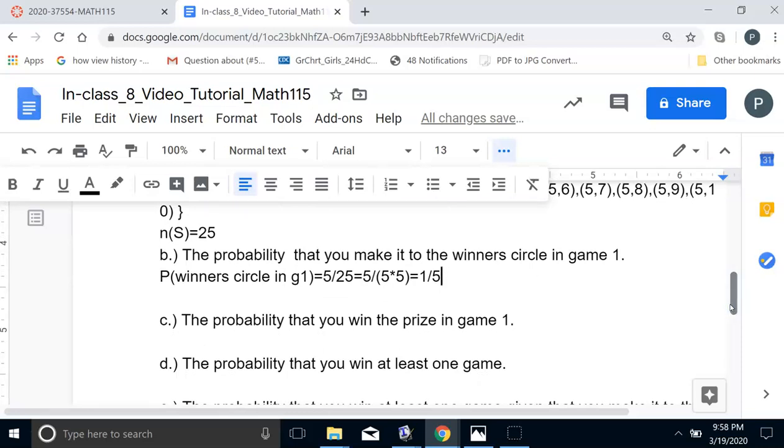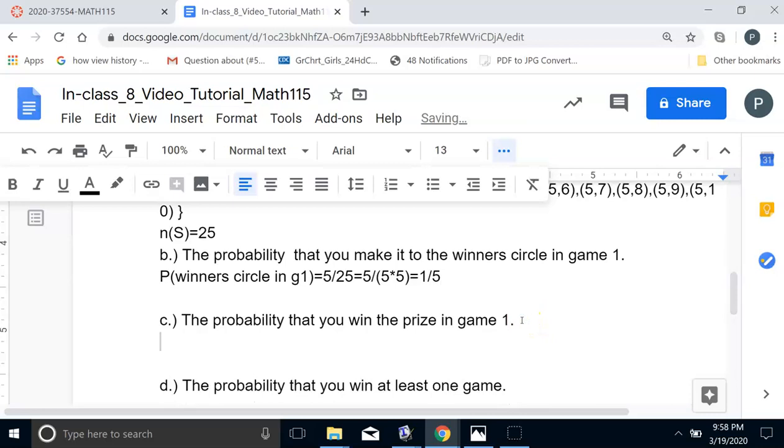Part C is the probability that you win the prize in game 1. Okay, let's take a look at that one. So part C, probability win game 1. That you can think of as the probability that you make it to the winner circle. Well, you have to make it to the winner circle if you win the game. And then it's going to be times the probability that you are chosen from winner circle.